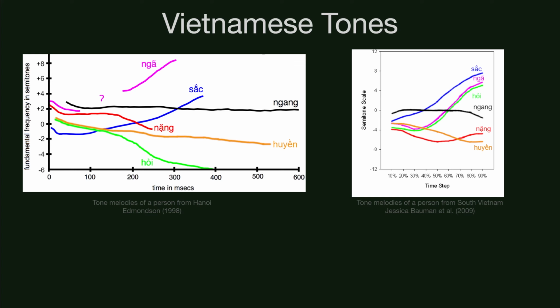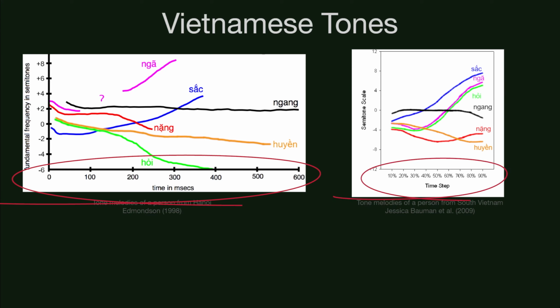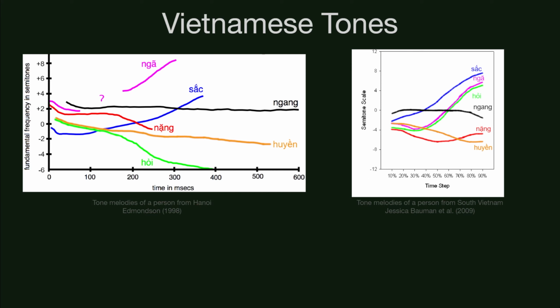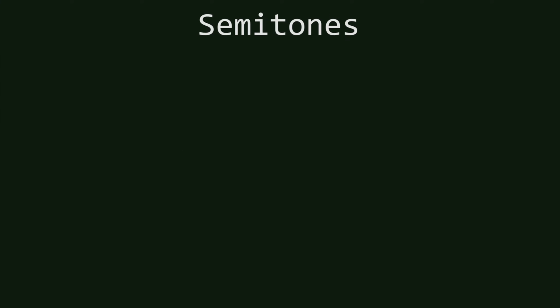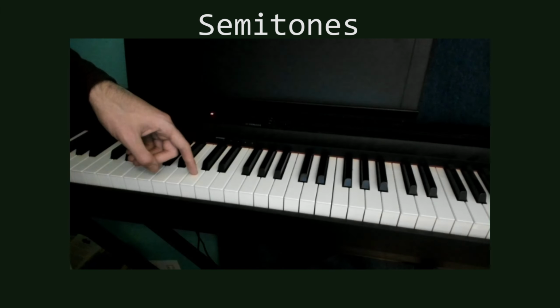Now, on the graphs, you can see we have time on the x-axis, measured in milliseconds here, and measured in percentages on this one. While on the y-axis, we have pitch, measured in semitones. And if you're familiar with what a semitone is, this probably seems like a strange choice, but there's actually a good reason behind it. A semitone is an interval that comes from music. Here's an example of one.